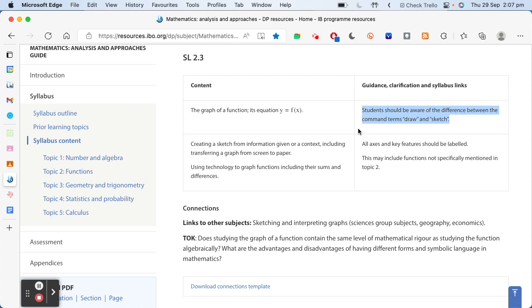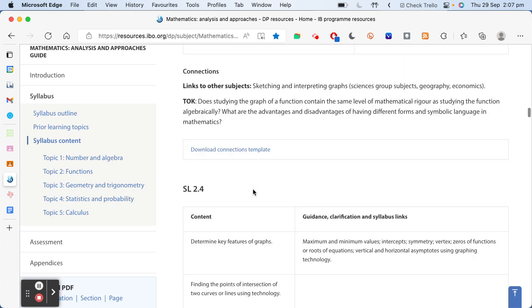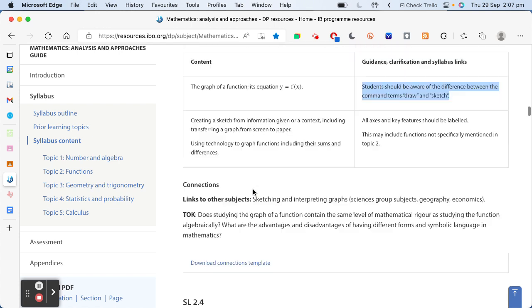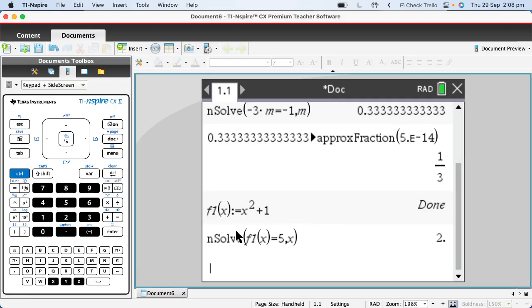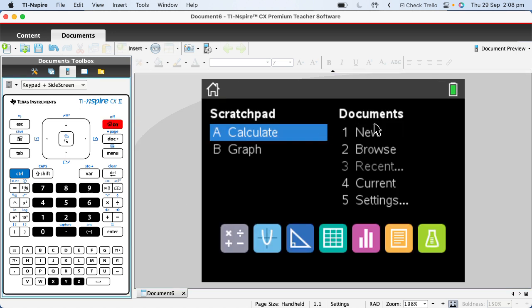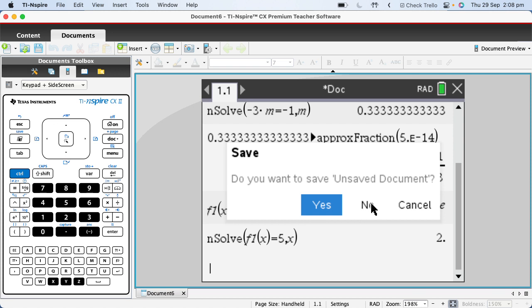Yeah, that too. It mentions here as well, I can't think of where this would be really useful. Maybe it's in 2.4. Oh man, where did I see it? Oh yeah, using technology to graph functions, including their sums and differences. So just really briefly, I wanted to point this out because it's useful for other things we do as well. But if you had, say, for example, I'm just going to start a new document up so it doesn't get too confusing.